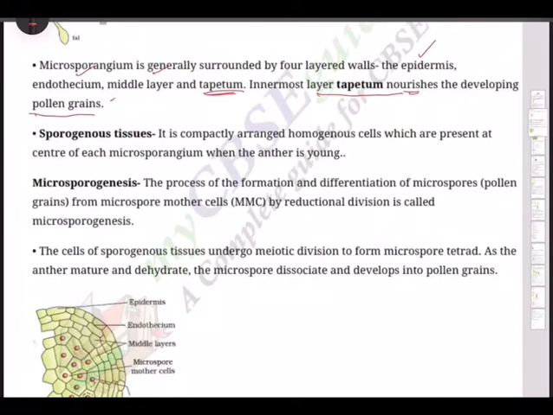And sporogenous tissue is compactly arranged homogeneous cells which are present at the center of each microsporangium when the anther is young.